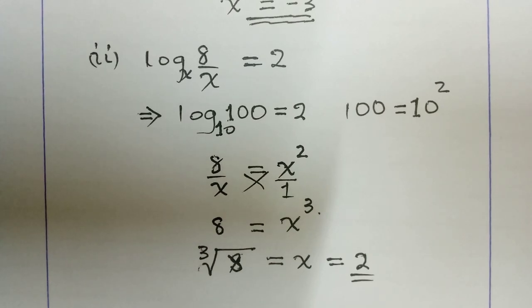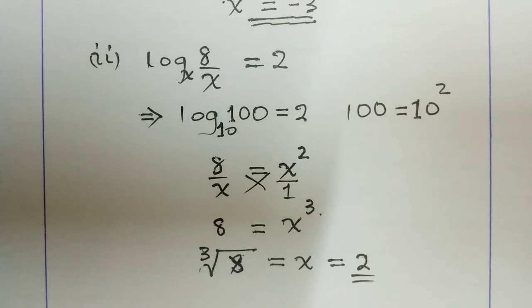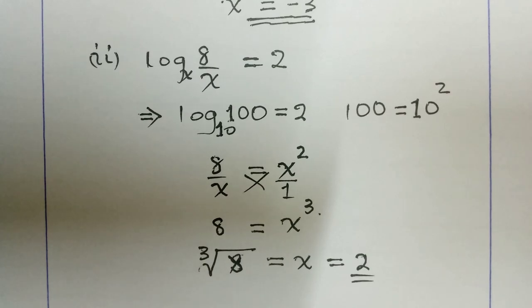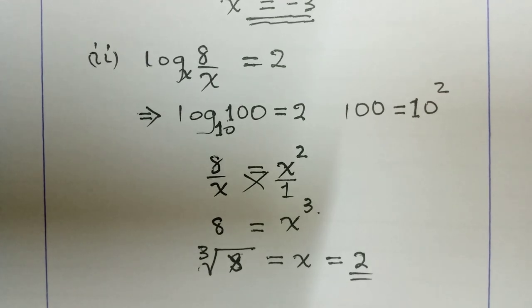And go to the next problem. For this one, guys, I just write it down here: log of 2x minus 3 to base 3, like that, is equal to negative 1. So let's now see what happens to this question.